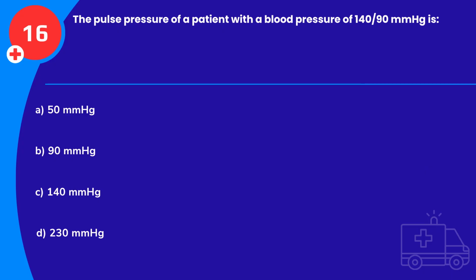Question 16. The pulse pressure of a patient with a blood pressure of 140/90 mmHg is A. 50 millimeters of mercury, B. 90 millimeters of mercury, C. 140 millimeters of mercury, D. 230 millimeters of mercury.